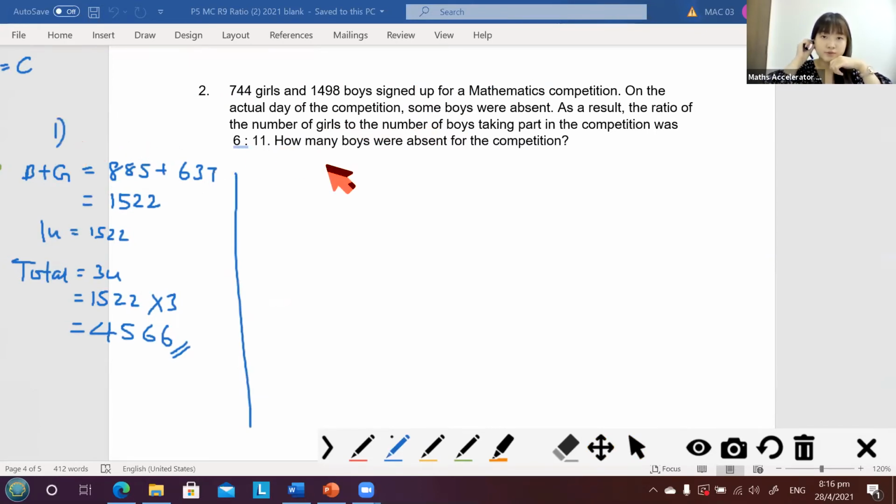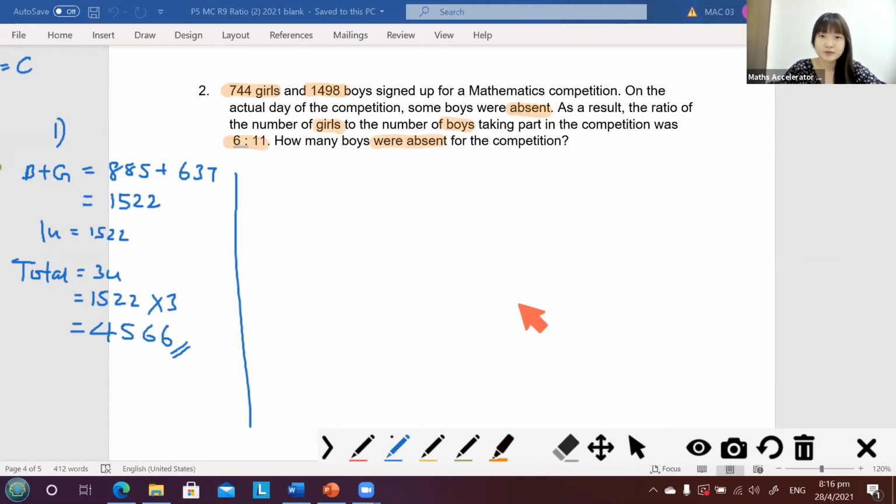Let's read the question. Okay, 744 girls and 1,498 boys signed up for a mathematics competition. On the actual day of the competition, some boys were absent. As a result, the ratio of the number of girls to boys taking part in the competition was 6 to 11. How many boys were absent for the competition?